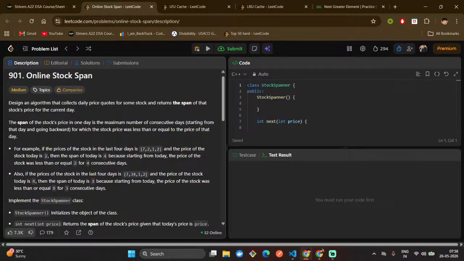And then for the last 4 days, the price of the stock today is 2, and 4, because from today the price of the stock is less than or equal to 2. To calculate, the price of the stock today is 8, so the time is 6. And starting from today, the price of the stock is less than 2. So it's for 350. How?